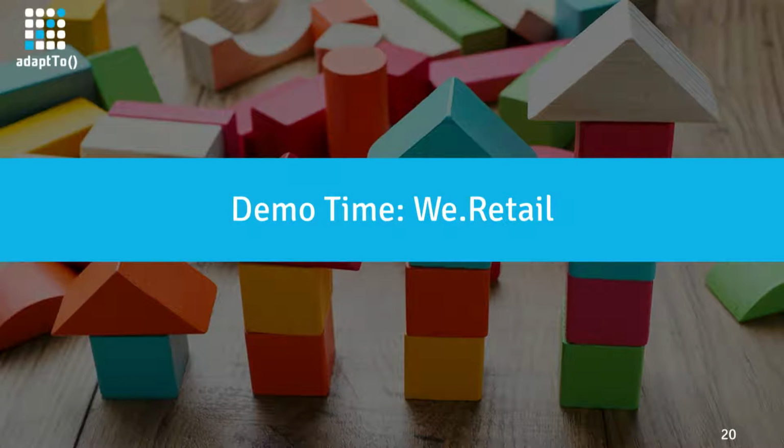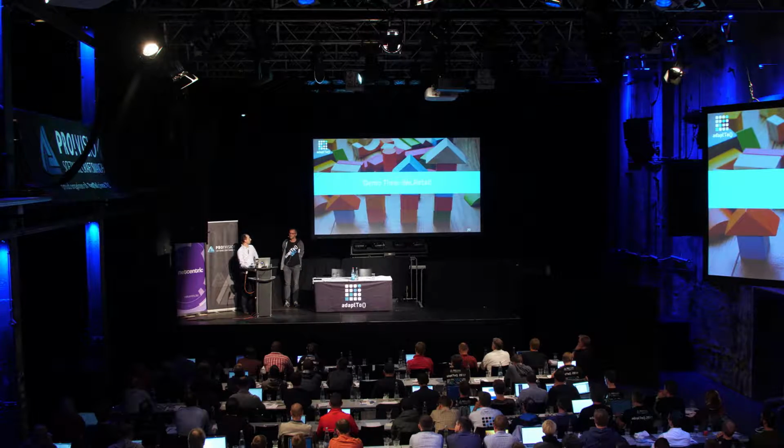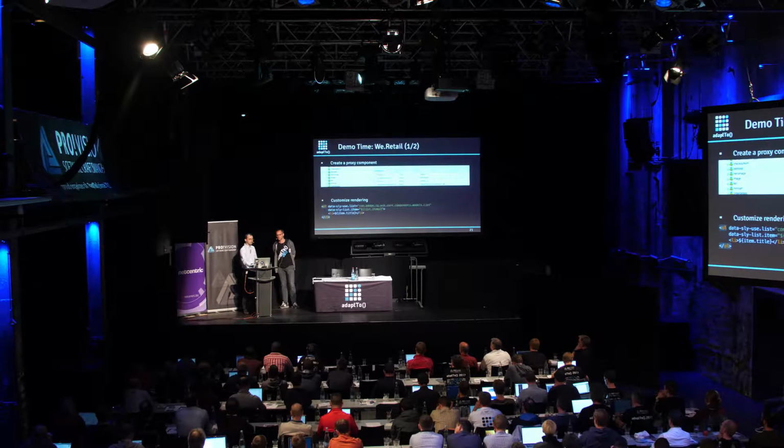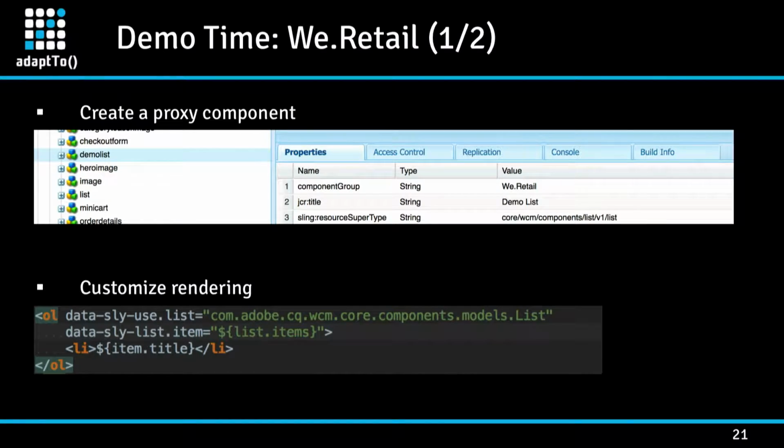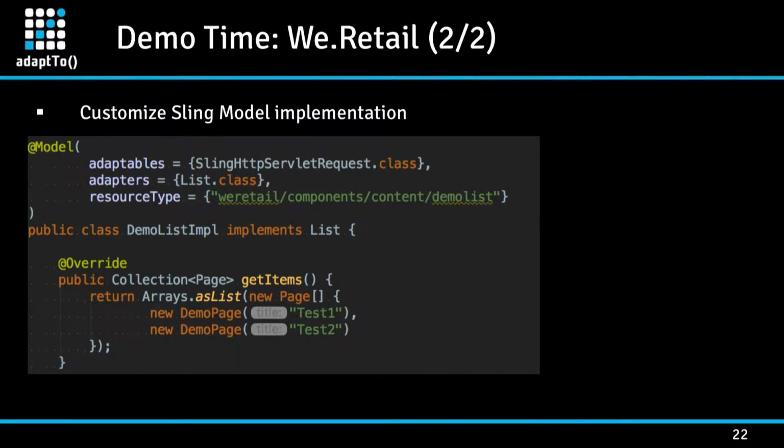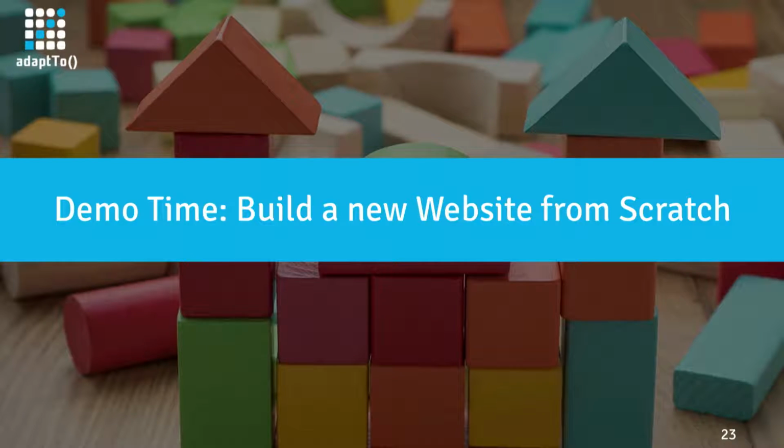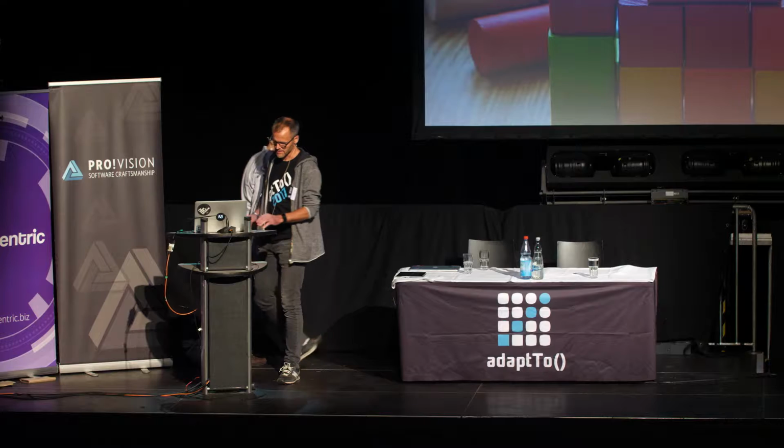With that, I'm gonna hand over to Burkhard, who also has another demo. This is just a review of what we've done before: creating a proxy component, customizing the rendering, and also creating another implementation for our Sling models. Burkhard? Okay, thank you, Vlad.